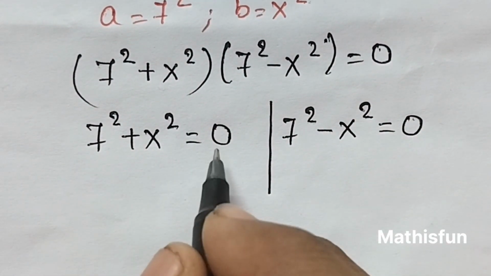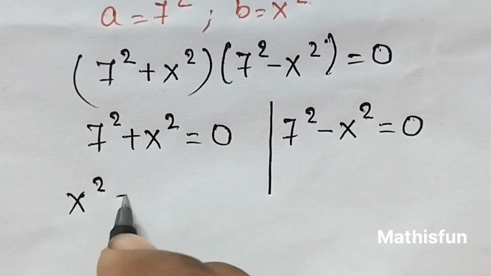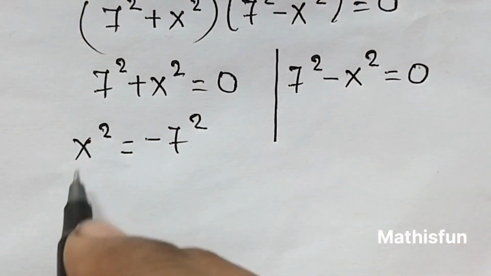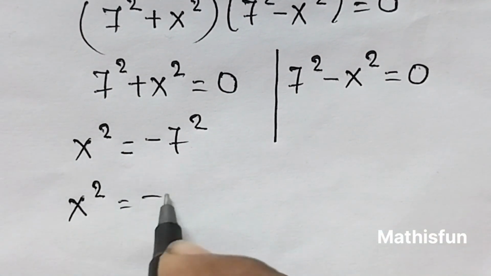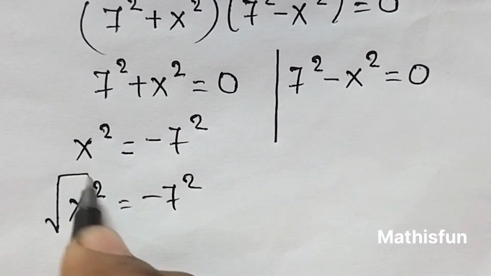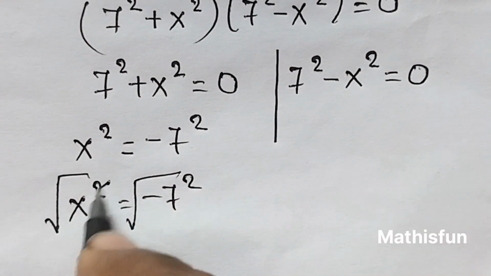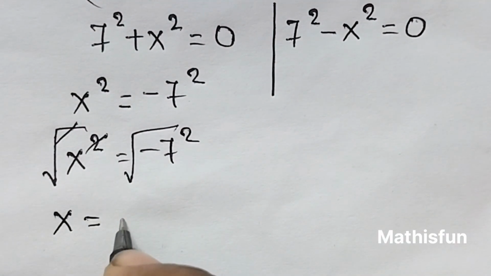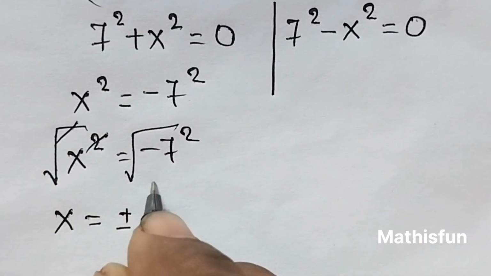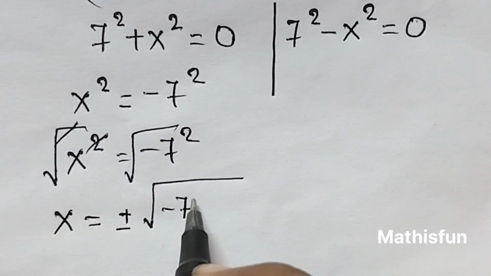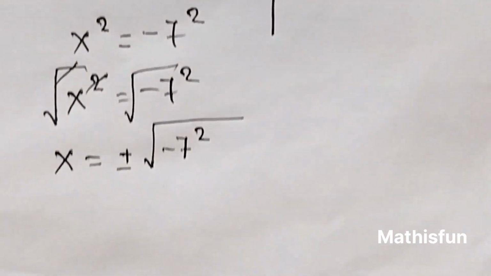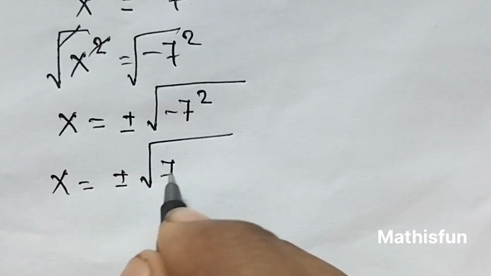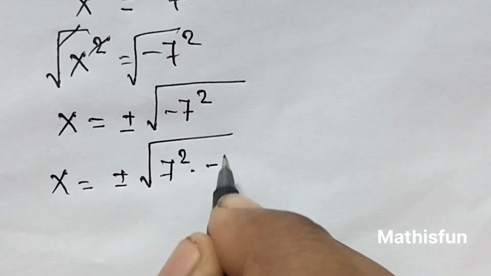Now we'll take 7 square to the right hand side. So this becomes x square is equal to minus 7 square. Now we will take square root on both the sides. From this x, the square got cancelled, so we are left with x is equal to plus minus under root minus 7 square. x is equal to plus minus under root 7 square multiplied by minus 1.